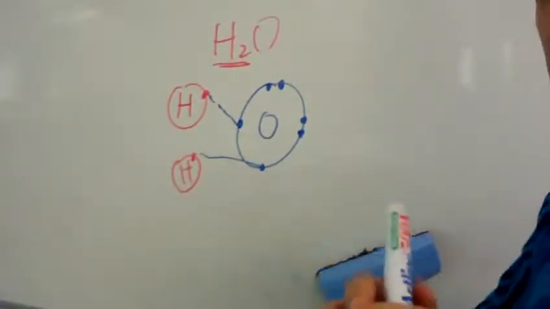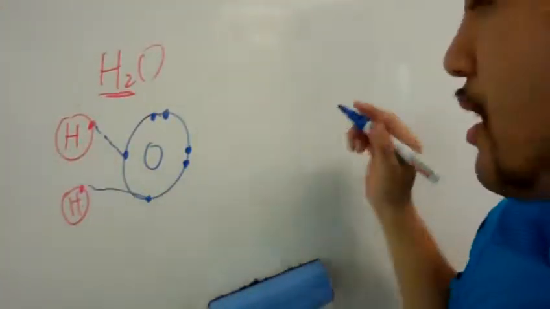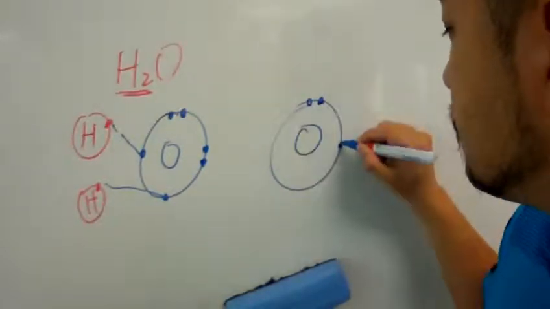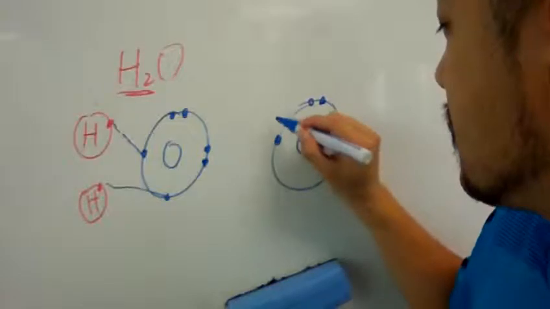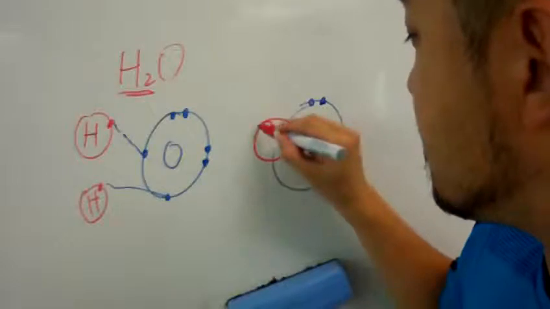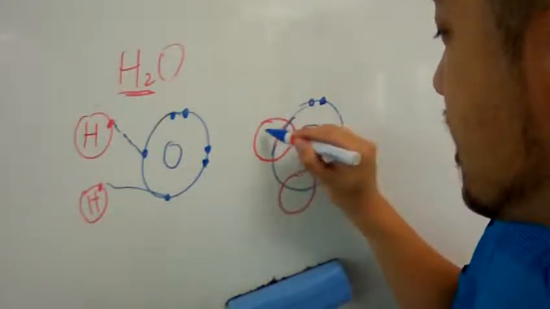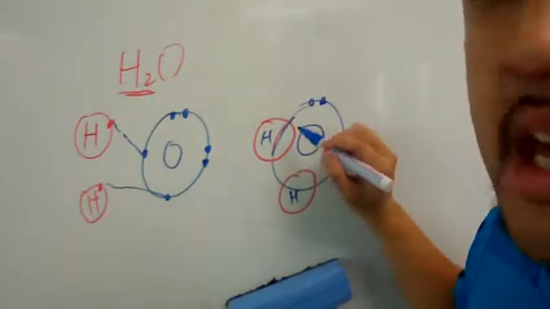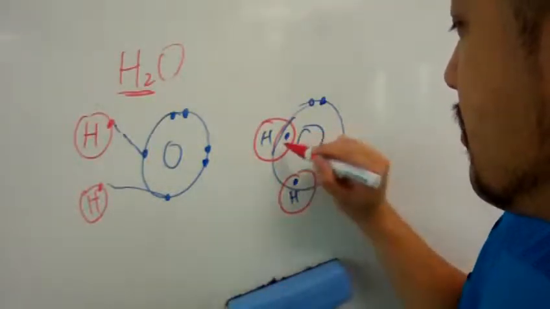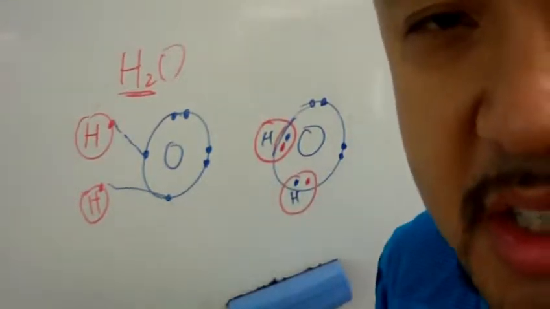And you will represent them like this. Whoops. Let me draw in the intersection of that, like so. Okay, so that's your H. And you're going to draw in the electrons at the intersection of the 2 circles.